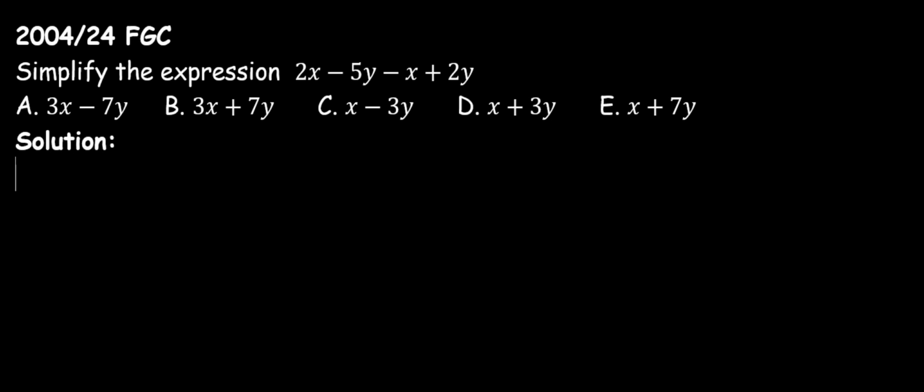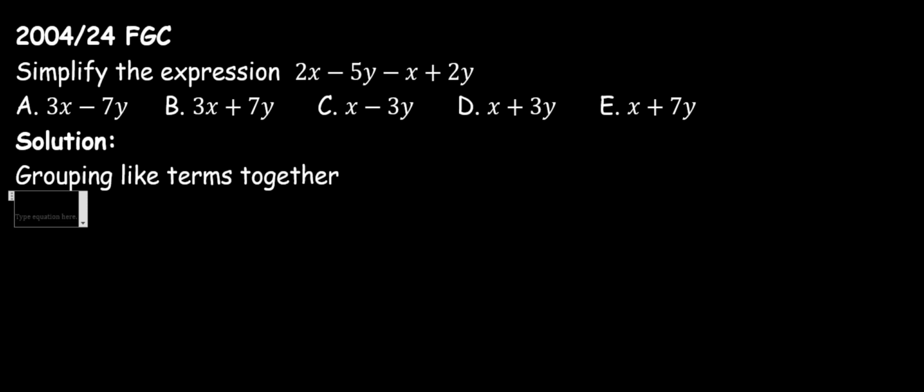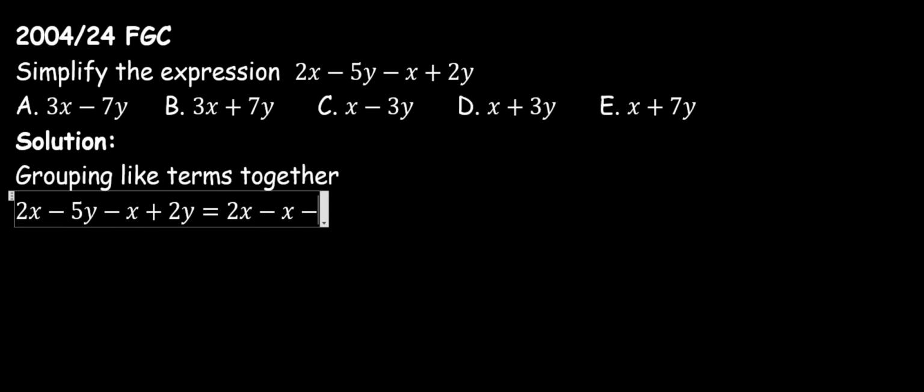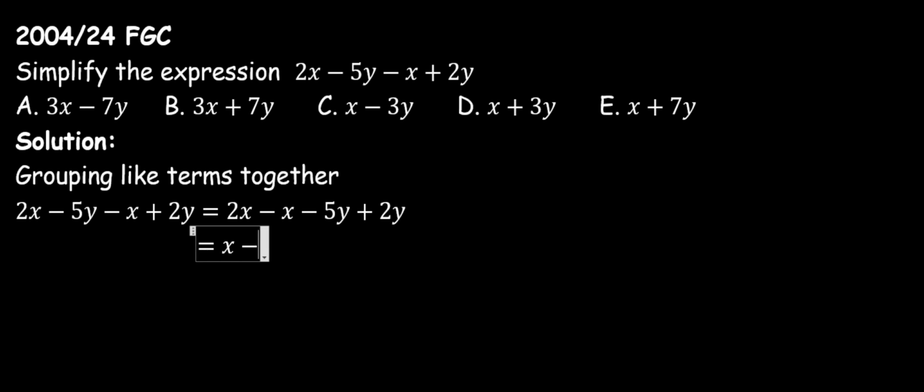Solution. Grouping like terms together, we have 2x minus 5y minus x plus 2y will be equals to 2x minus x minus 5y plus 2y. And that will give us x minus 3y.